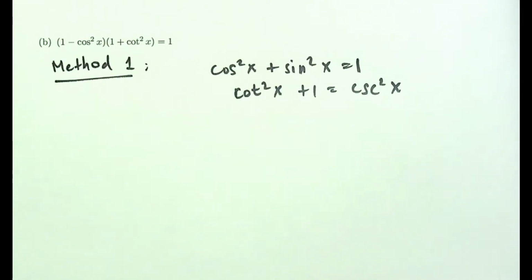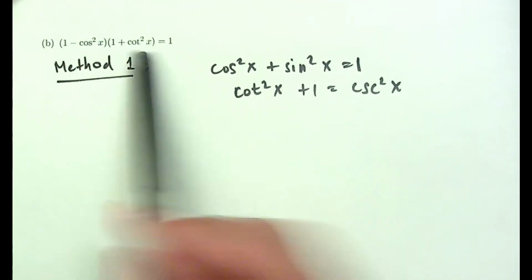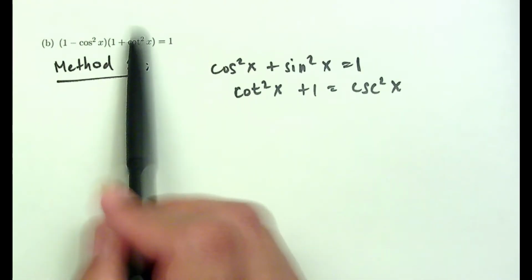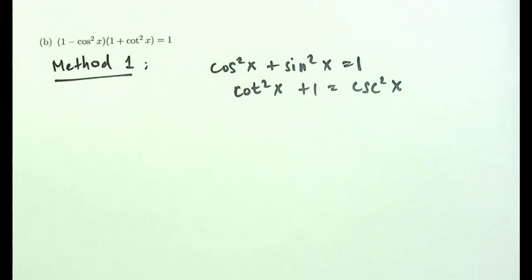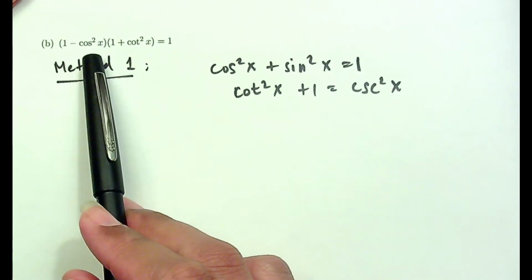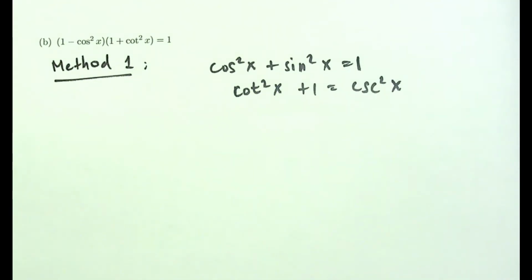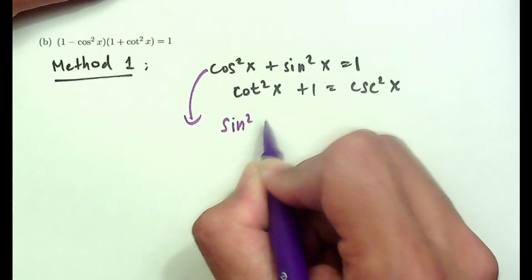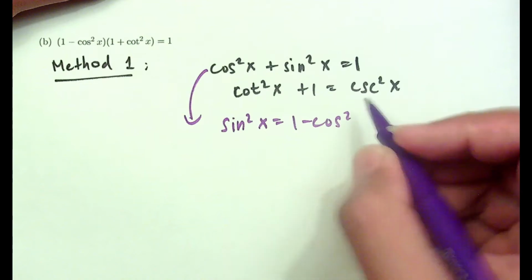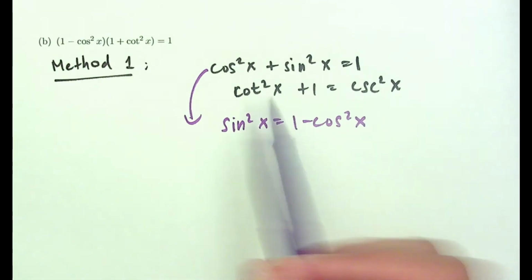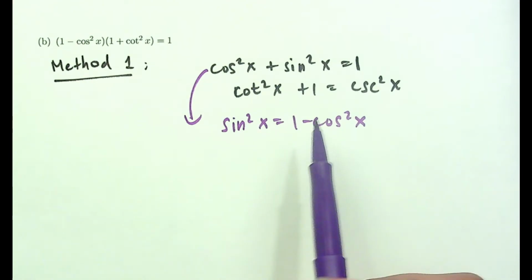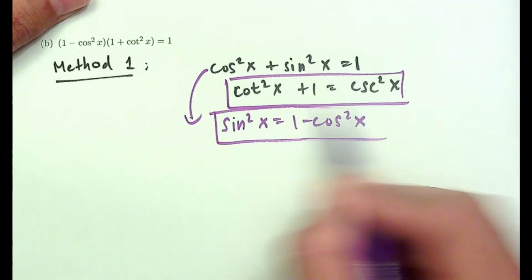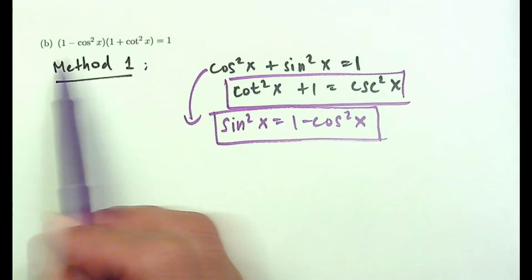So actually, 1 plus cotangent squared is the same as this. The order in which you add things doesn't matter. So this entire parentheses is the same as cosecant squared. And 1 minus cosine squared is actually sine squared. From this one, if you move the cosine squared to the other side, you get that sine squared of x equals 1 minus cosine squared of x. So using these two things, we can replace these, and let's see what we get.